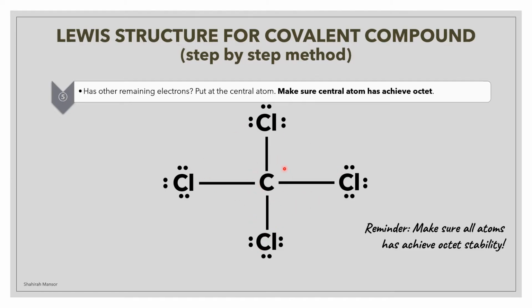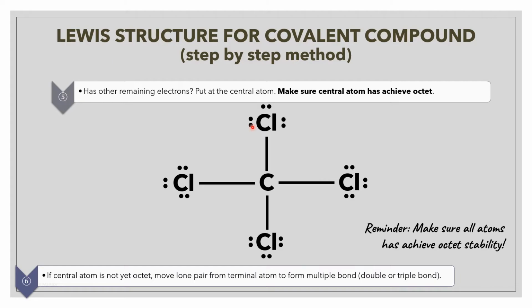And for the carbon atom here at the center, okay, this carbon has also achieved 2, 4, 6, 8. Okay, that is octet stability. So since all atoms in this structure has achieved octet stability, maka we can say that this is our Lewis structure for CCl4. If central atom is not yet octet, move lone pair from terminal atom to form multiple bonding. Okay, seems that the step 6 here is not related to our CCl4. Okay, maka we can skip this step.